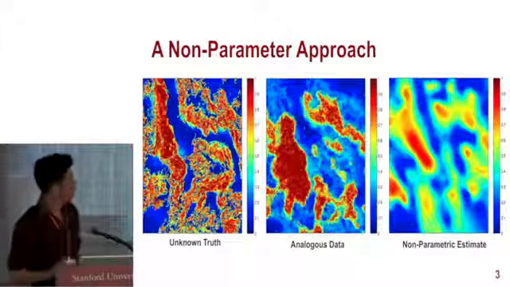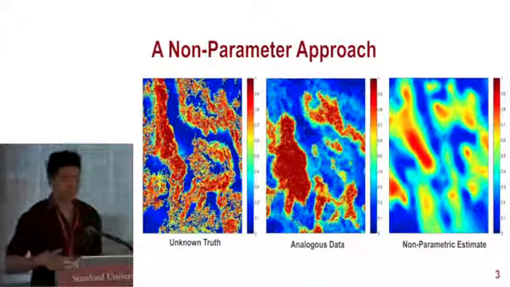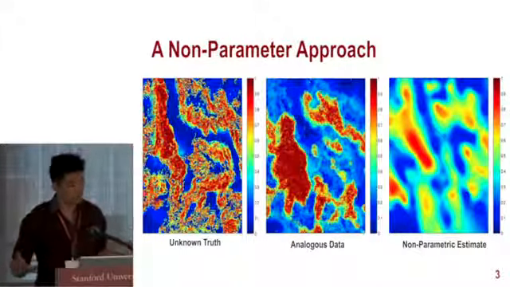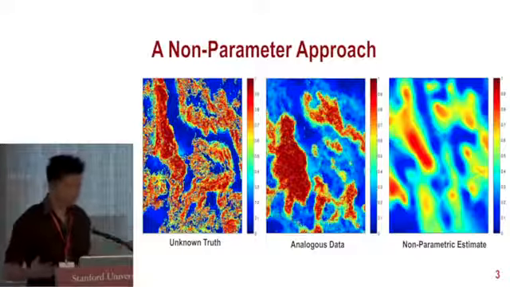So the method that we've been investigating uses analogous data. This is a training image that Jeff described earlier. In our case, this could be a neighboring region, perhaps that's already undergoing production, so we know more about it.